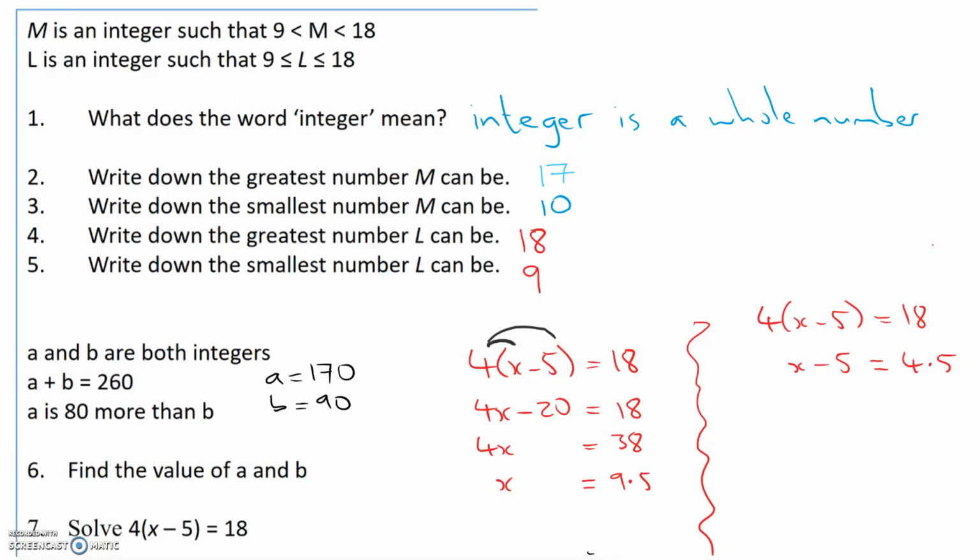Half that again, we get 4.5. Step 2, let's add 5 to both sides. That's going to leave me with x equals, brilliant, 9.5. We get the same answer. Okay, so x equals 9.5. And we should have highlighted that keyword. It says solve. That means find the answer. Find what x is. So we've done x equals 9.5.